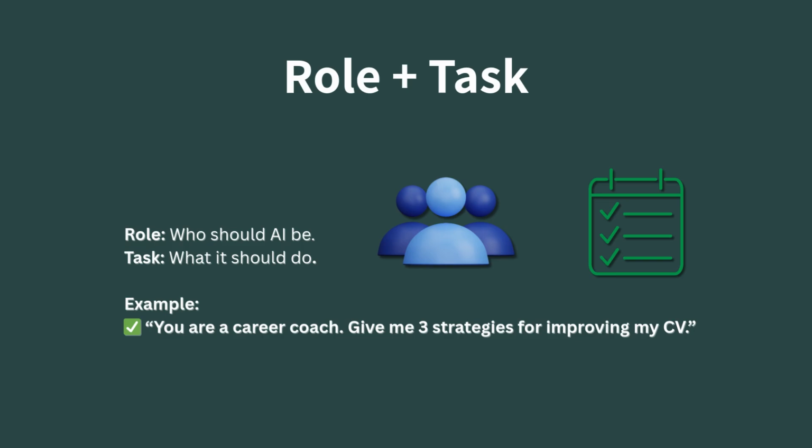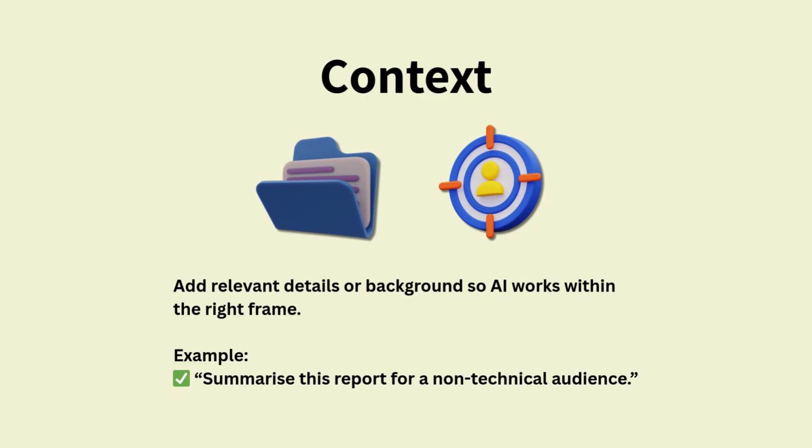The first 2 elements are role and task. Define who the AI should be and what you want it to do. For example, you're a career coach. Give me 3 strategies for improving my CV. Clear role, clear task.